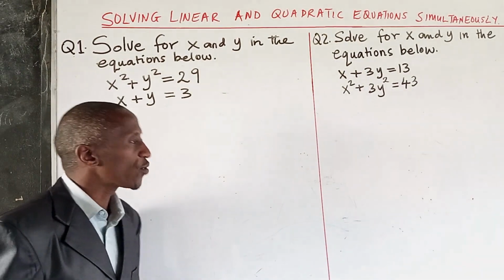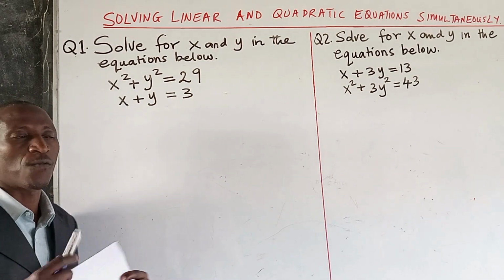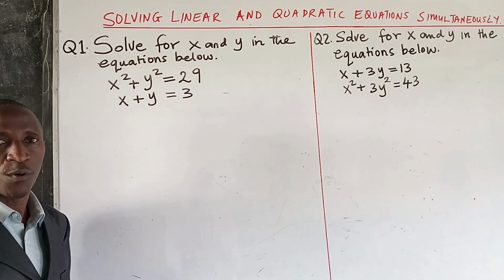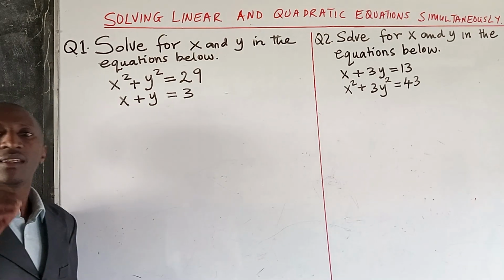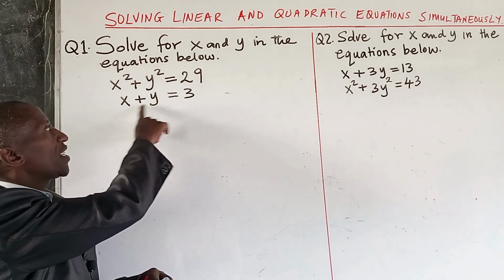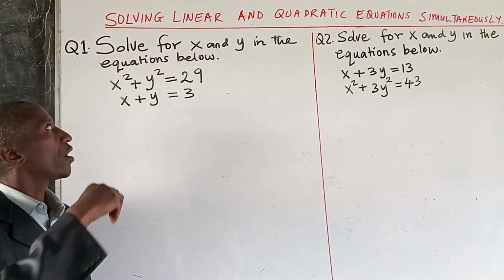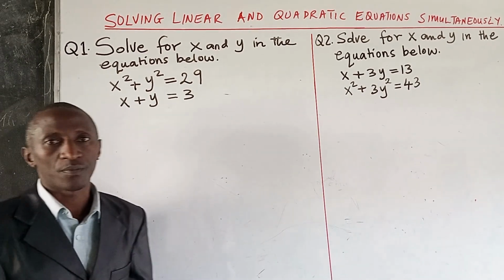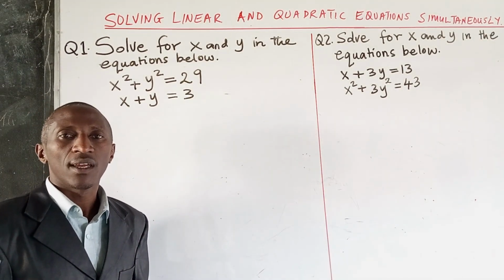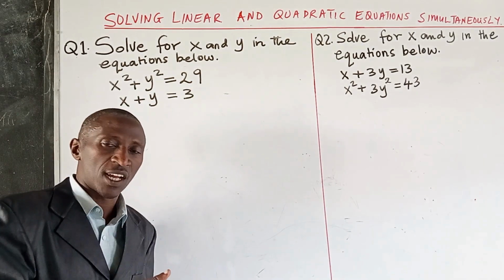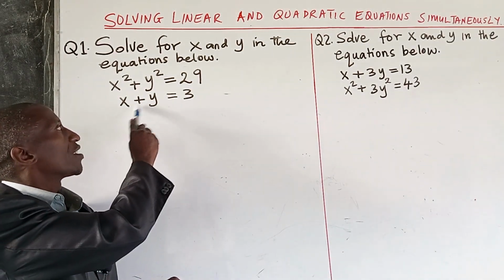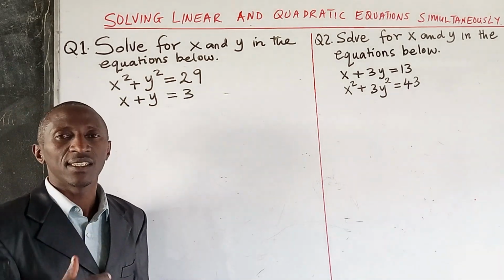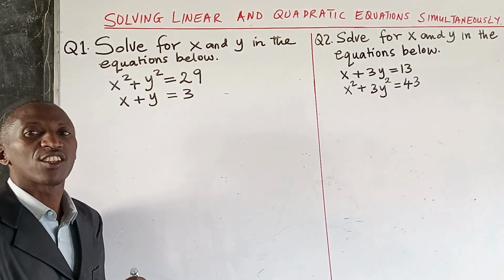So straight away, let us look at how we solve this kind of a set of equations. The idea is very simple. We look at the simple equation, which is the linear equation. We substitute it into the quadratic equation. Indeed, as they say in geography, the smaller river drains into the bigger river. So we shall be draining the small equation into the other equation by first of all rewriting it so that we have one unknown being the subject of the formula.